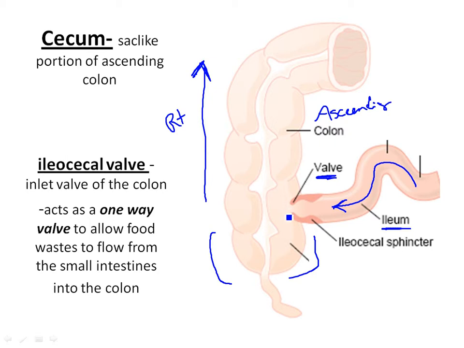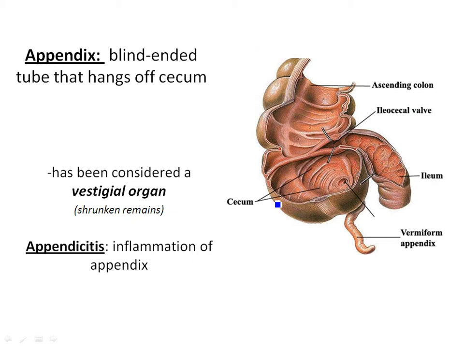And obviously we do not want food to go backwards. So this is only a one-way valve. It's only going to go forward into the cecum. Now hanging off the cecum is something called the appendix, or the vermiform appendix. This is a blind-ended tube that basically causes a few problems for some people.